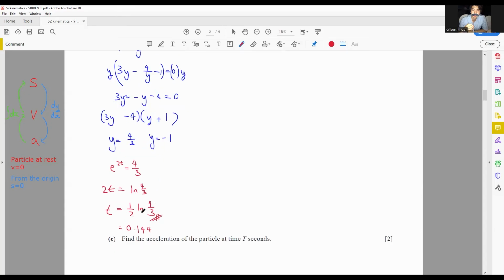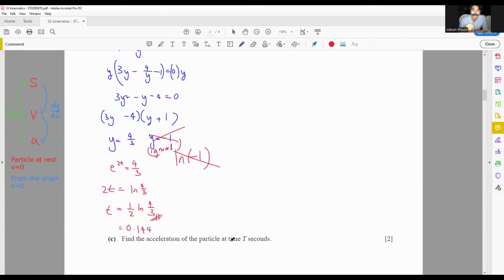But I won't use rounded-off values here. I'm going to use the exact value because I'm going to use it for the next part of the question. Next part is find the acceleration of the particle at time t seconds. Oh, one more thing I forgot to mention. We're ignoring this value because you can't ln a negative 1. So this one is ignored as well.